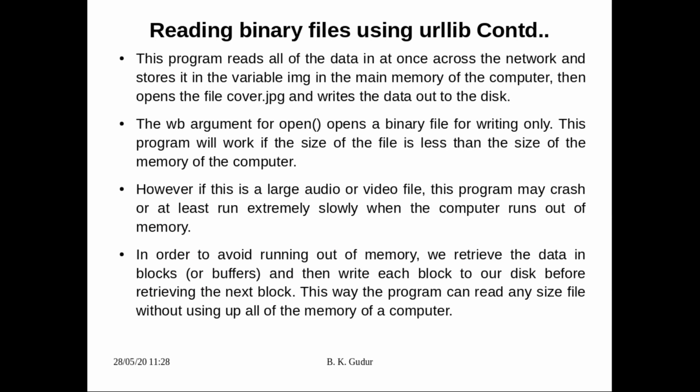So let us see, in this program we read all the data at a time across the network and stored it in a variable called img. Obviously this variable will be created in the main memory of the computer. Later we opened a file called cover3.jpg and wrote all the data in that file. Obviously that file will be created on the hard disk. The wb argument for open opens the binary file in write-only mode.